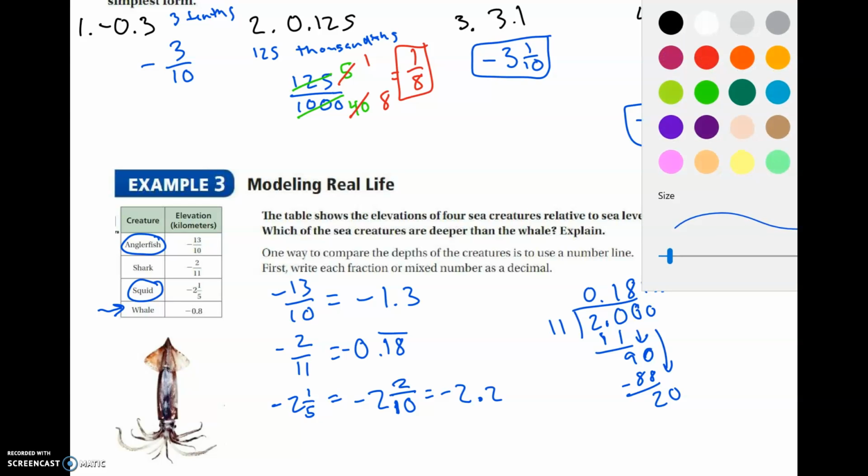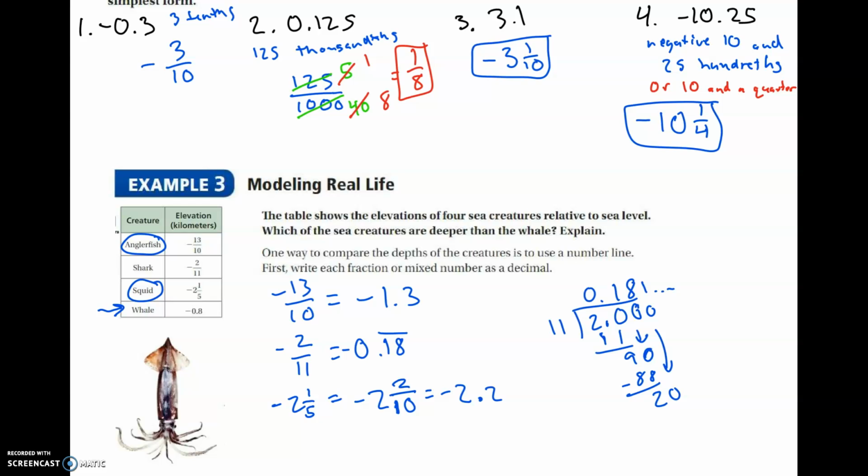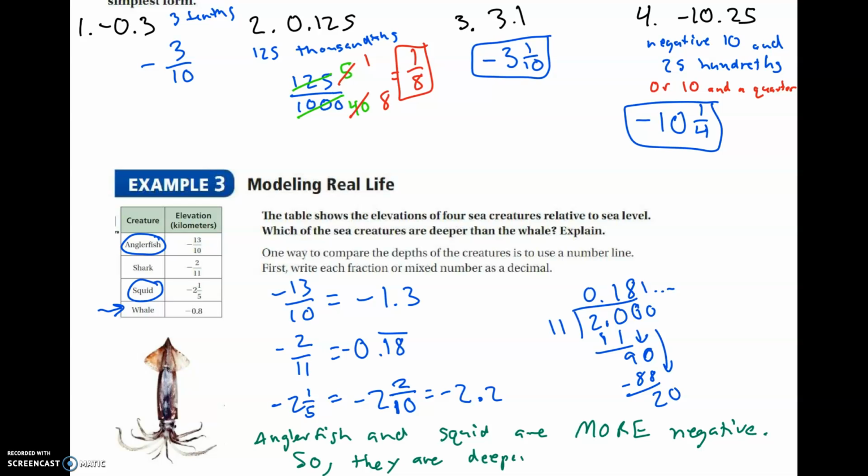So let's summarize our findings by saying the anglerfish and squid are more negative, so they are deeper than the whale. All right.